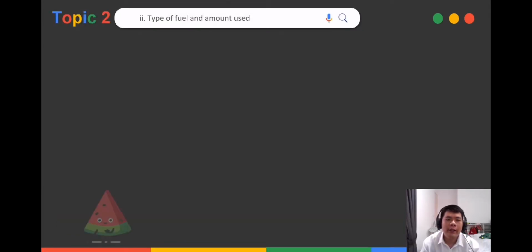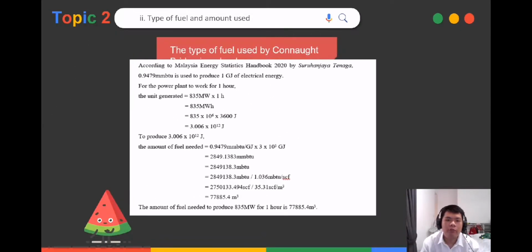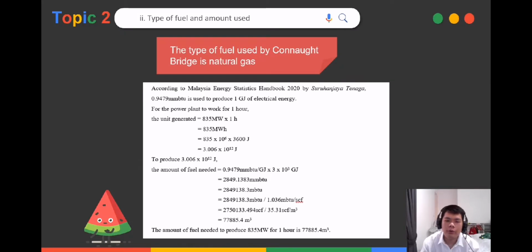The second topic I want to discuss is the type of fuel and the amount of fuel used. The type of fuel used by the Corner Bridge Power Plant is natural gas. According to the Malaysia Energy Statistics Handbook 2020 by Suruhanjaya Tenaga, 0.9479 MMBTU is used to produce 1 gigajoule of electrical energy.